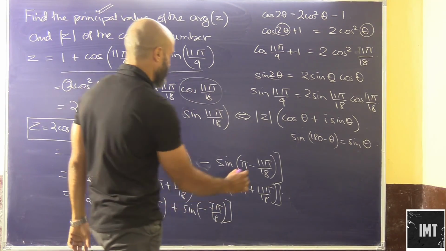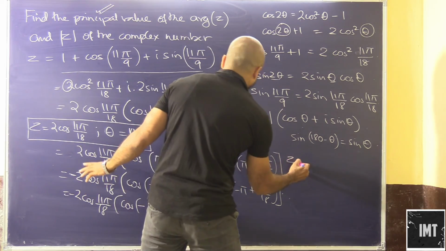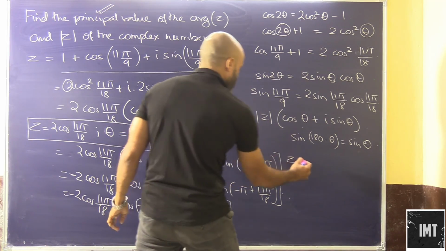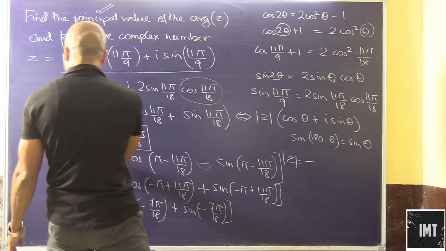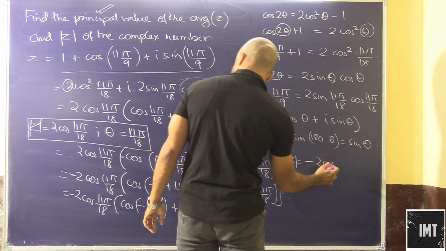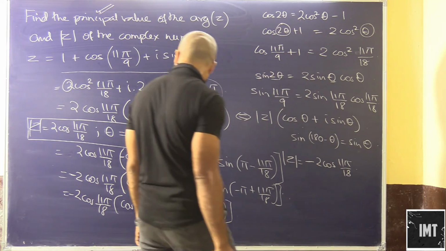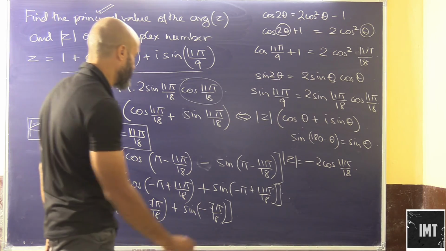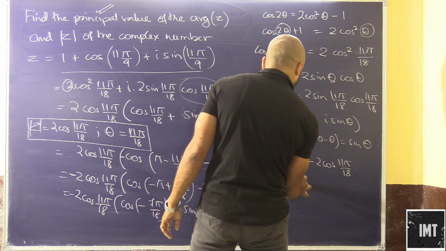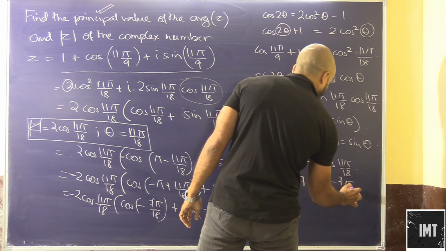In this case we can get two answers here, but I will tell you why we are going to choose this one over this. So mod of z will be equal to minus 2 cos 11 pi by 18, and the argument of z will be equal to minus 7 pi by 18.